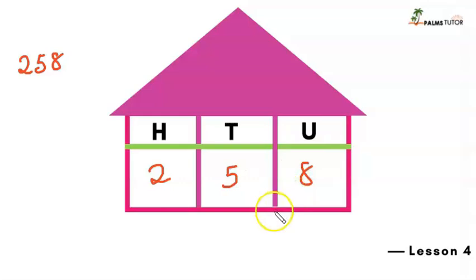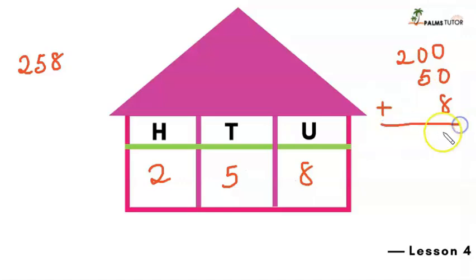Let's see how beautiful this thing means. 2 hundreds, 5 tens. How do we call 5 tens in words? We call it 50. 5 tens is 50. 8 units, that's 8. Let's add this together and see what number it gives us. 200 plus 50 plus 8 gives 258. That's what that means. So no two digits can stay in a place at a time.